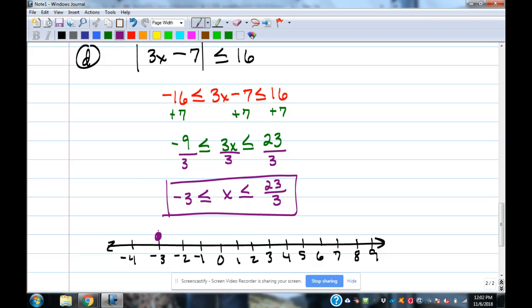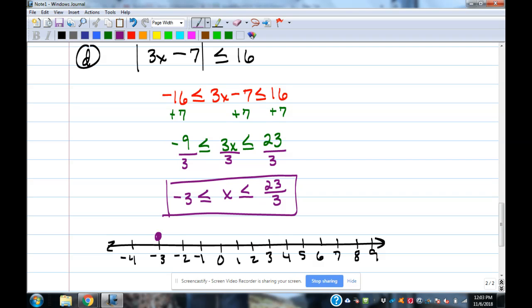What's it close to? How many times does 3 go into 23? Doesn't go evenly, but it'll go into it some. 6 times 3 is 18. What's 23 minus 18? It'll go another time. So 7 times. So 23 over 3 is 7 2/3. So it's close to 8, but it's between 7 and 8.